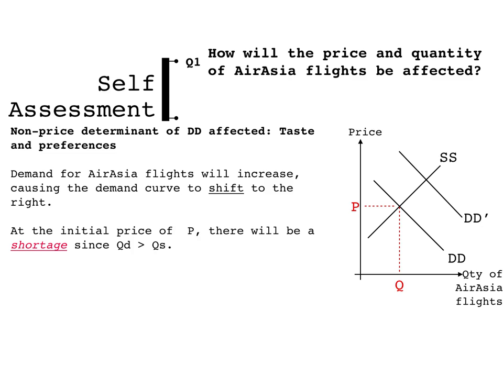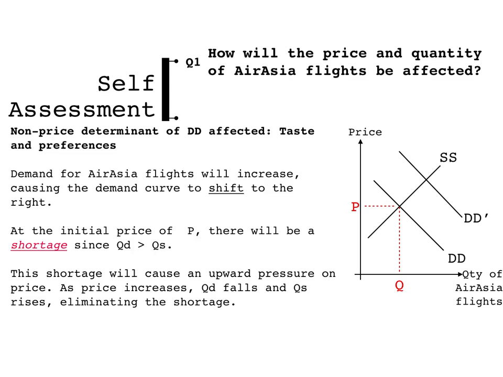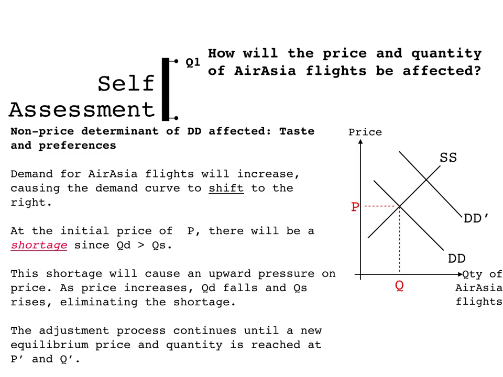Demand curve shifts to the right, and you notice that at the initial price, or price P, there is a shortage because quantity demanded will be greater than quantity supplied. I will leave you to figure out where QD and QS is on the diagram. This shortage will cause an upward pressure on prices until the new equilibrium is achieved at P prime and Q prime.